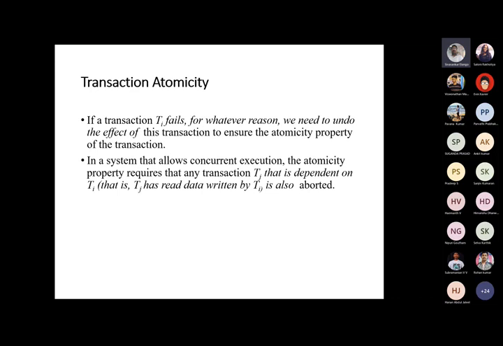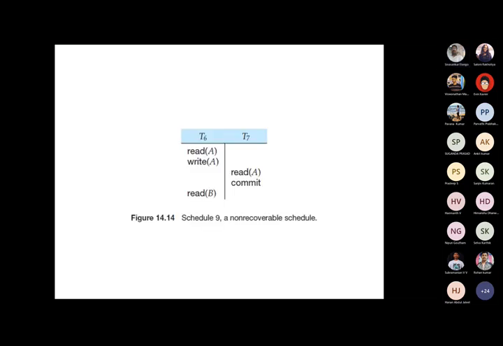So transaction Ti is running and it results in some failure. Transaction Ti fails for some reasons. You need to roll back the transaction Ti, and there is some other transaction Tj who is dependent on Ti, right? Then Tj should also be aborted. So we'll see an example.